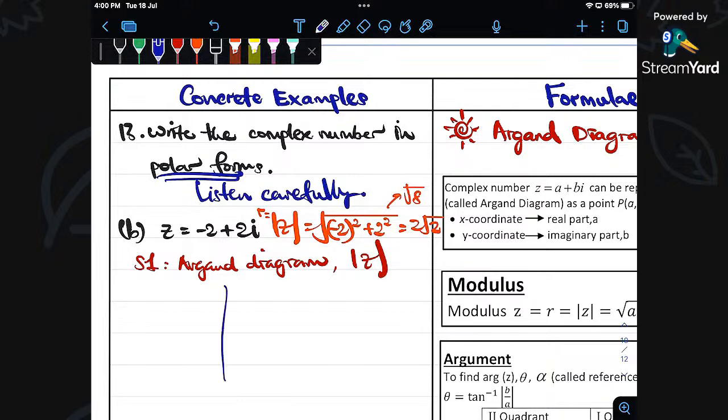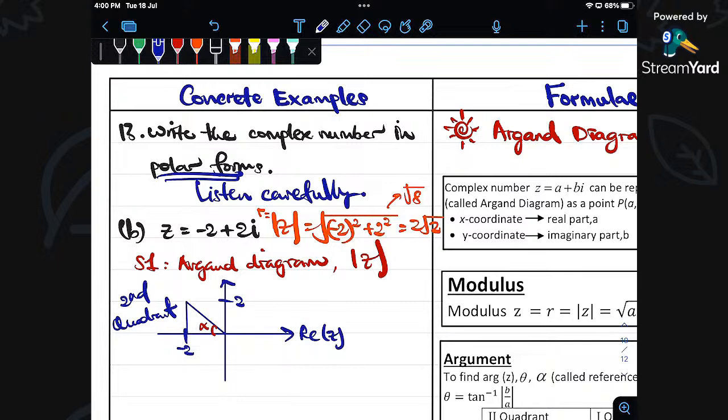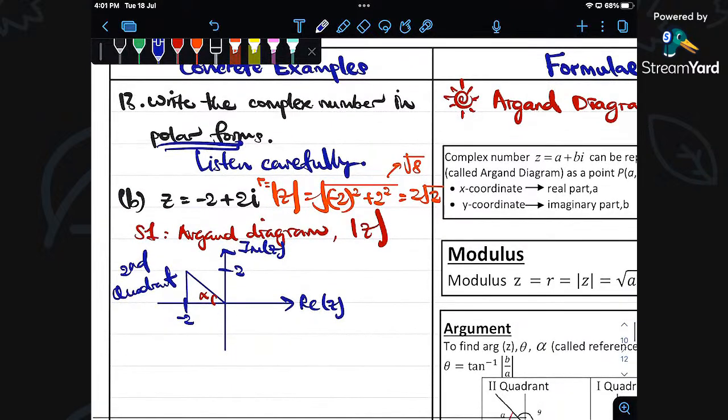And now let's draw our Argon diagram. So our Argon diagram here is negative 2 and positive 2. So we have here at the second quadrant. Okay, dalam ni mempunyai alpha lah. Okay, kenapa saya nak melukis? Kenapalah saya ni nak sungguh-sungguh juga lukis Argon diagram ini? Ada sebab. I will tell you in a minute.